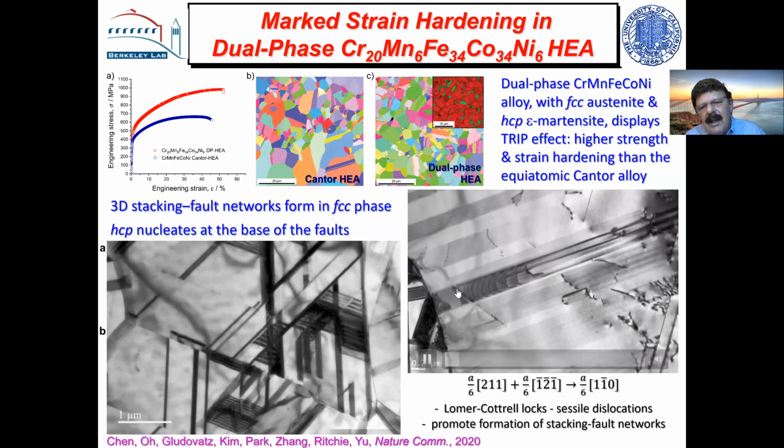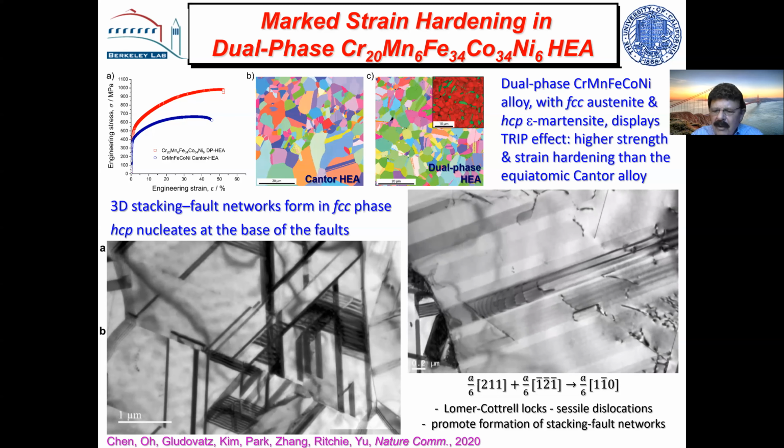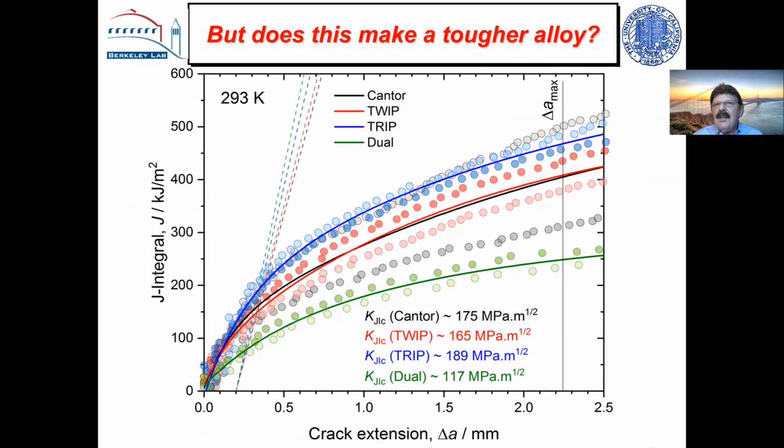You want the slip band hitting here, that's the immobile stacking fault, and it just totally blocks dislocation motion. So this should be good material. If we look at the toughness of these materials, and this is comparing with the CoCrNi alloy, the TRIP material, I haven't looked at that in detail here, the TWIP material, and the dual phase.